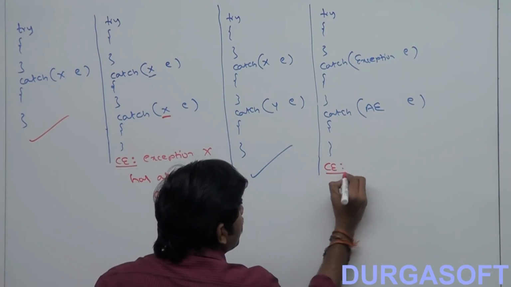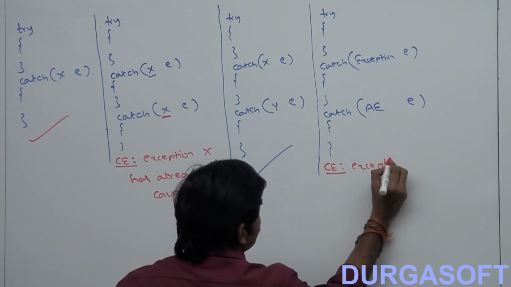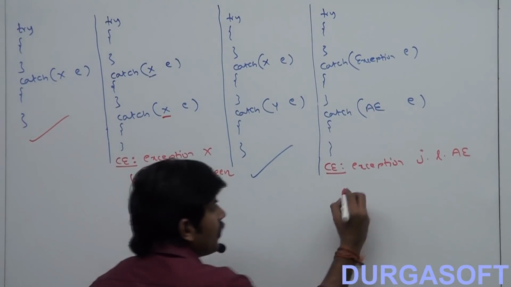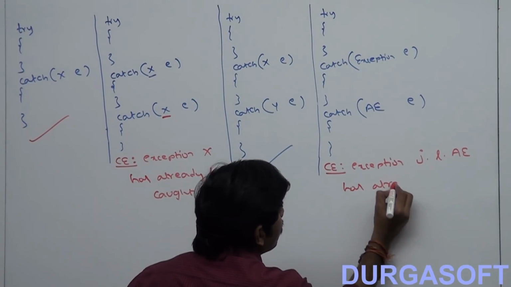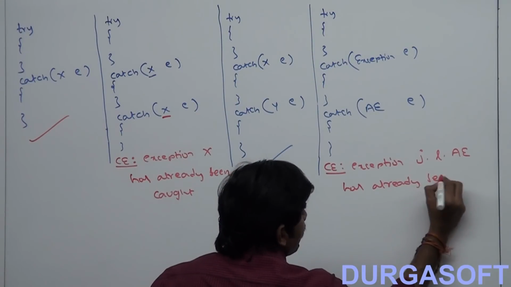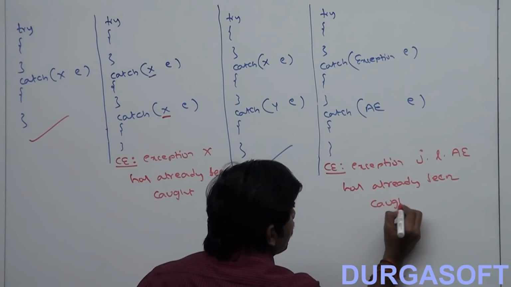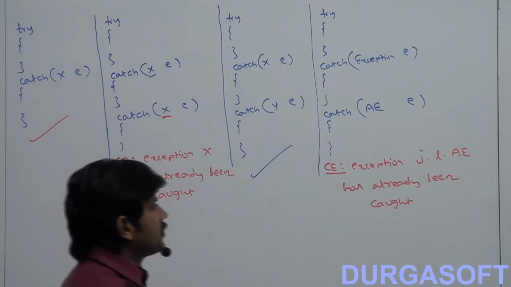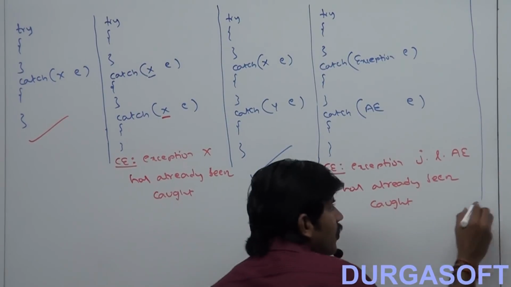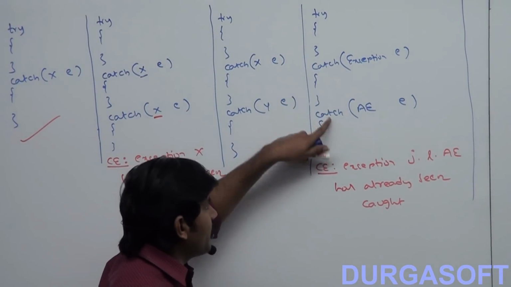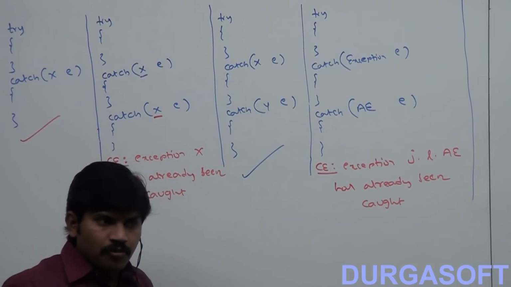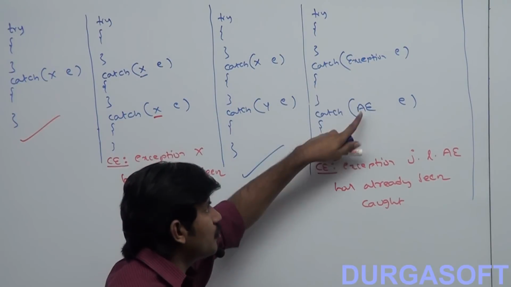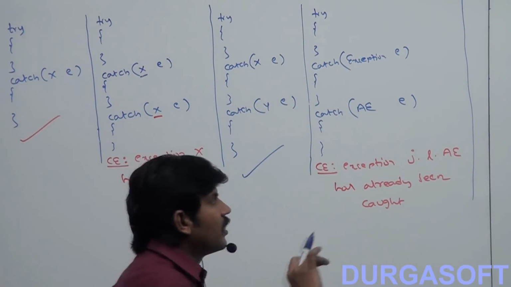Immediately we are going to get a compile time error: Exception java.lang.ArithmeticException has already been caught. We are going to get this compile time error, right? Okay. It is one important case. Next one: a try with multiple catch blocks is valid syntax, but make sure these catch blocks are not ordered parent to child. First parent and then child, you can't.